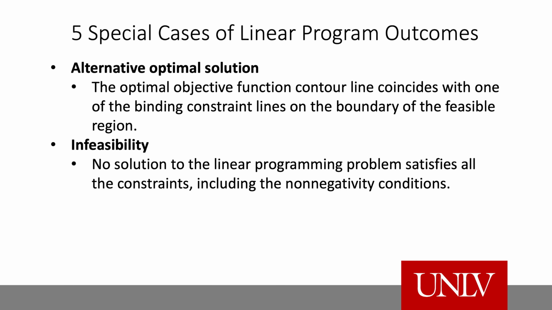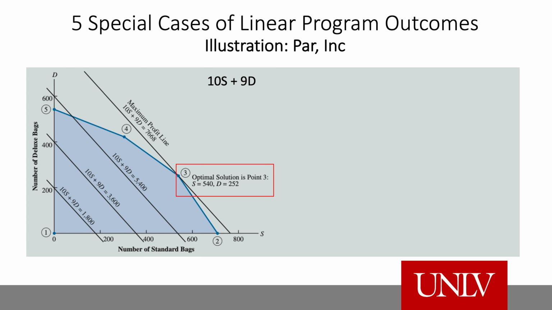So in addition to the normal cases of the linear programming outcomes, we also have the two special situations that can arise when we attempt to solve a linear programming problem. The first one is called alternative optimal solution. For example, in Par, we have the optimal solution, which is when S equals 530 and D equals 152. However, this is the only one optimal solution.